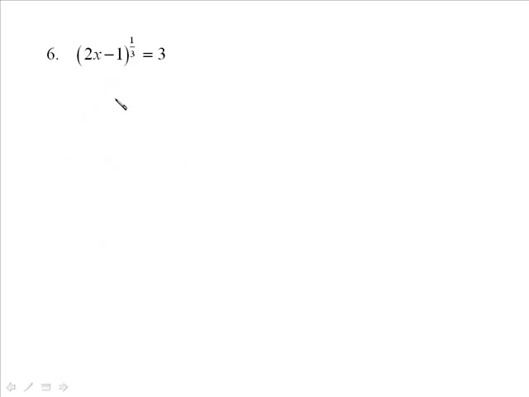Let's do another one, kind of the same thing, except here we have a binomial in brackets, and it's not really a big stretch from the previous one. We just have to remember that this 1/3 we get rid of by raising to the 3, or the 3 over 1. So 2x minus 1 is equal to 3 cubed, which is 27.